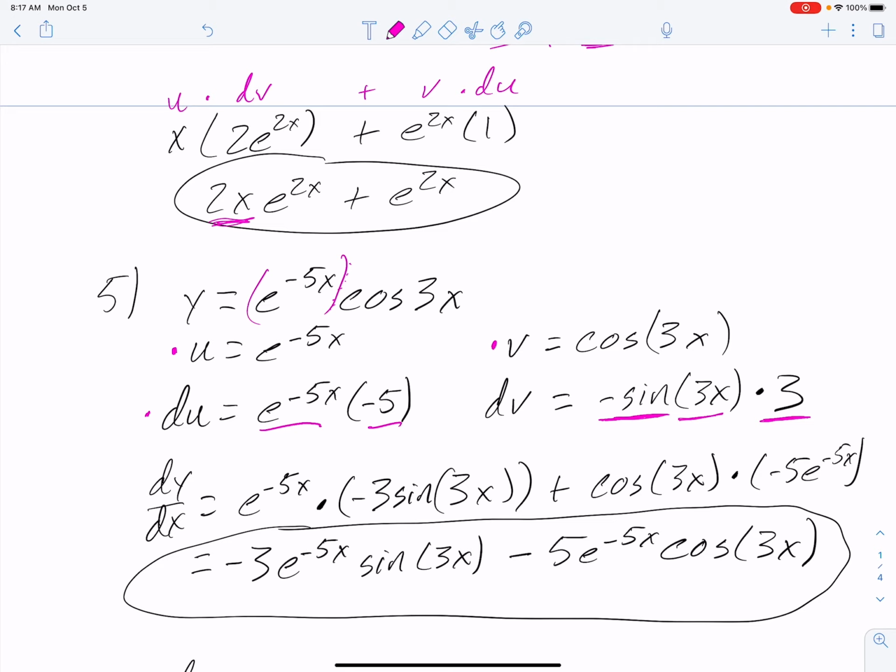From there, I use my product rule, u times dv plus v times du. And I have just a little bit of simplifying to do. Negative 3 times e to the negative 5x. I move my negative 5 e to the negative 5x up front. Notice I changed it from addition to subtraction because of that.